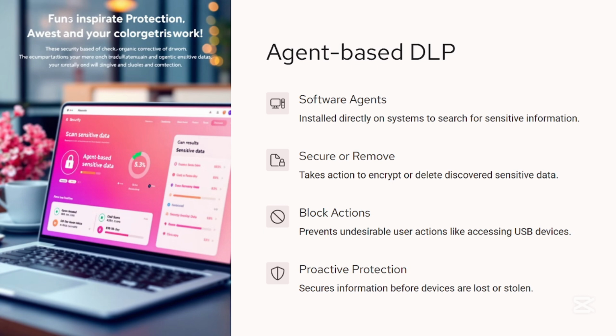So when they get access to this sensitive information in the personal laptop, mobile phone, or any other host system that they have been installed onto, they encrypt or delete the discovered sensitive data. Then they also block undesirable user actions like accessing USB devices, and this is normally done for personal computers within an organization where this software agent will be configured to block the access of all USB ports.